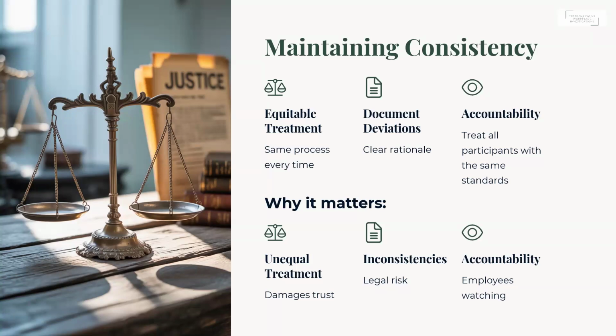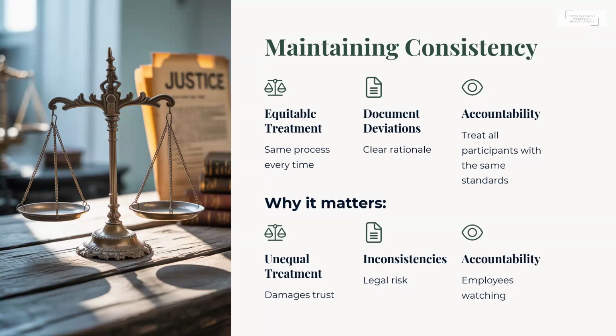And so people may be looking out for inconsistencies. We want to have a clear rationale. If we do deviate from our policy or our practice in investigations when investigating an executive or senior leader, you want to make sure that you're documenting why. And then we want to demonstrate accountability, right? And that's treating all participants with the same standards. We want to give them due process.